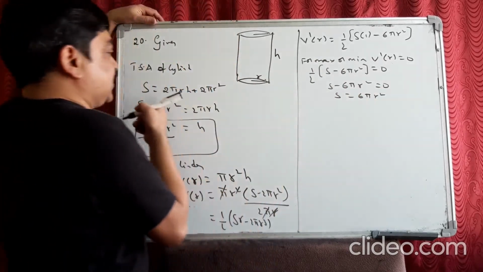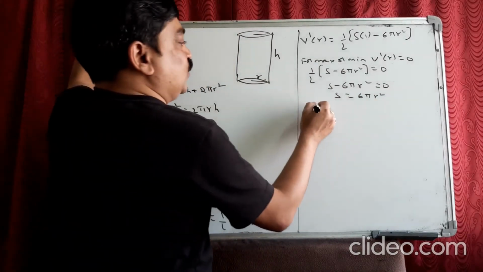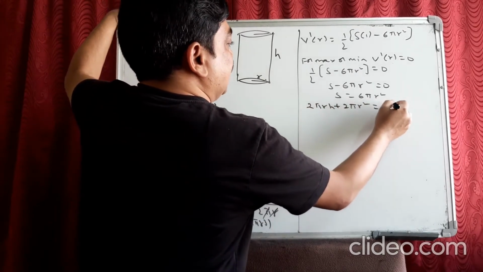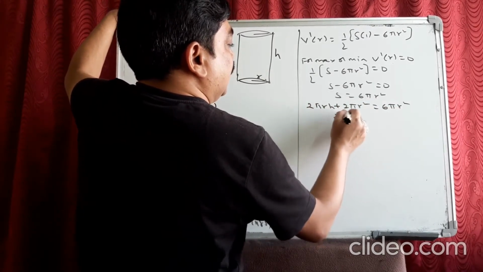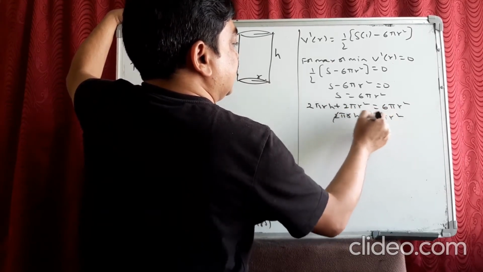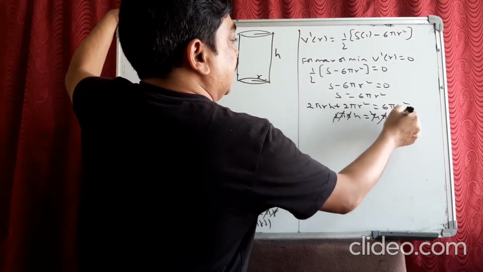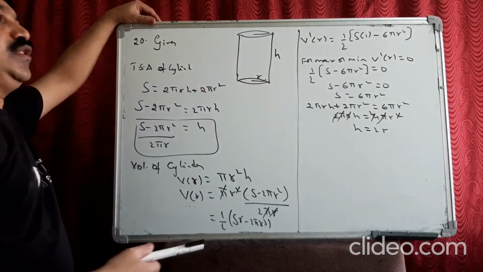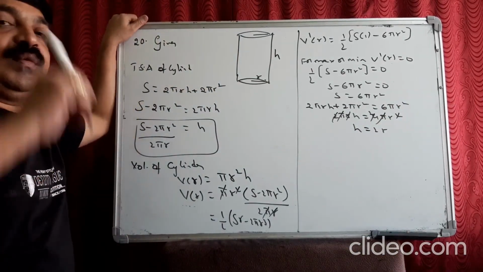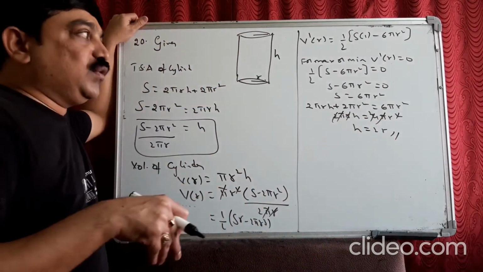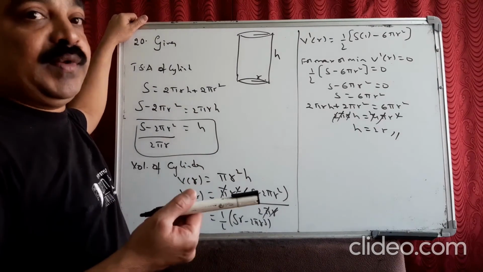But what is S? S is this: 2 pi r h plus 2 pi r square is equal to 6 pi r square. 2 pi r h is 4 pi r square. 2 gets cancelled, pi gets cancelled, one of the r gets cancelled. h equal to 2r. People think that the problem is over, but still there is some problem. The thing which is required is over, but still we have to prove whether it is maximum or minimum, we don't know.